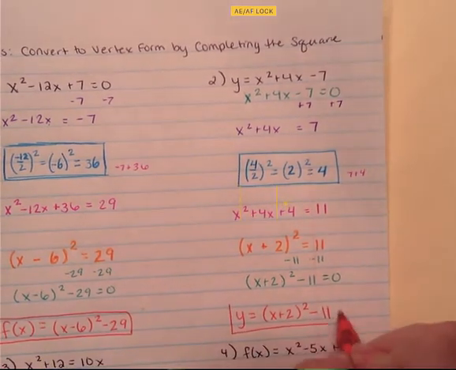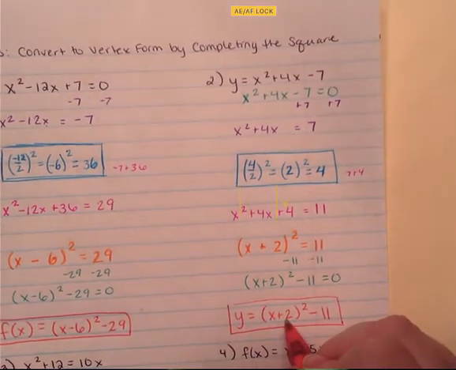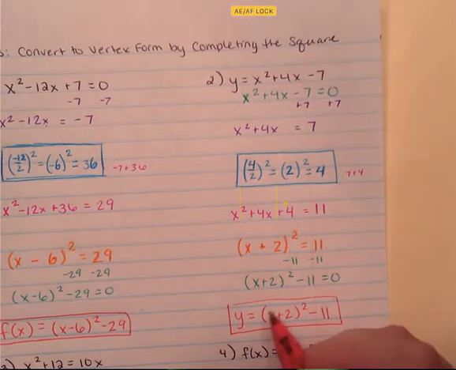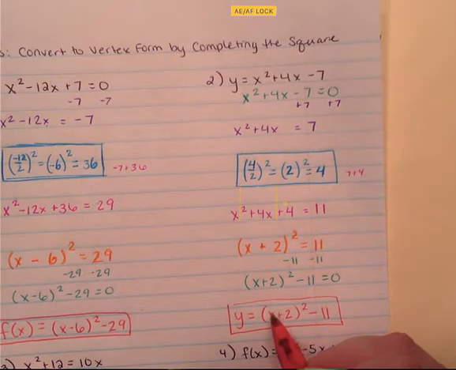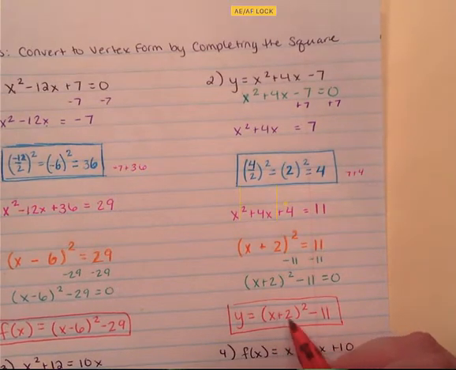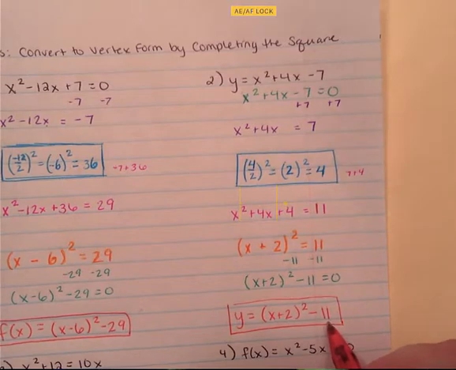This will tell us our vertex is at negative 2, negative 11. Because, again, vertex form is x minus h. So this is really x minus a negative 2. That's how we get that plus sign in the middle. And then we have minus k, or sorry, positive k. So that means that whatever this sign is, we keep it as this. So this is negative 11.